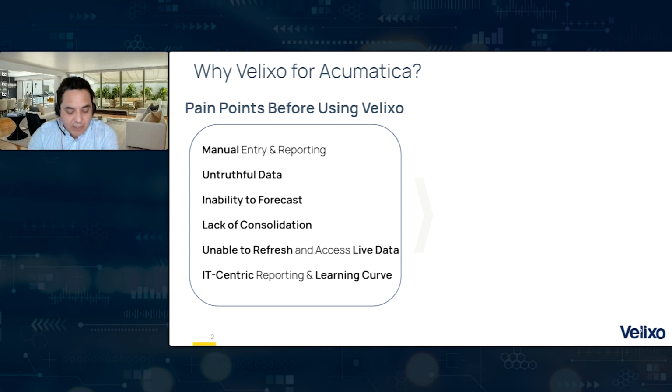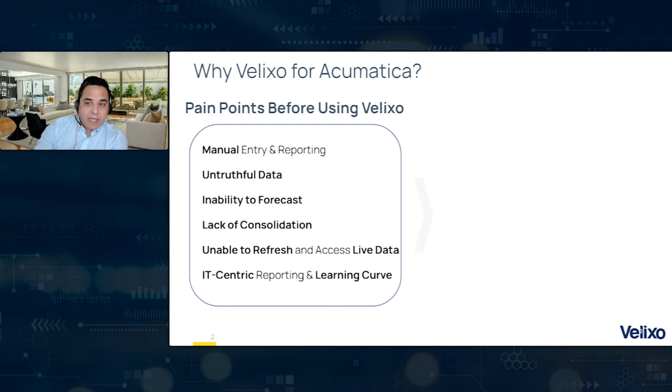In terms of the actual data itself, we really want to make sure that it's that one single source of the truth. That's accomplished with the API that was created to have that connection between Acumatica and Velixo. By having that single source of the truth, instead of Excel and those siloed data that we talk about, you're getting Excel that has accountability.